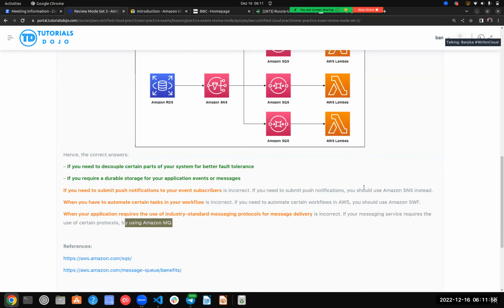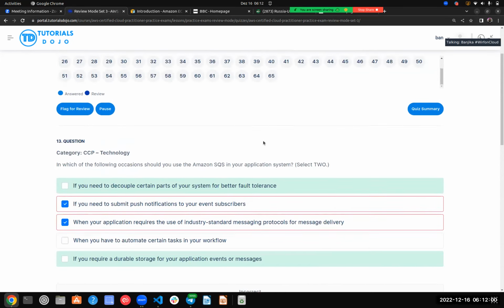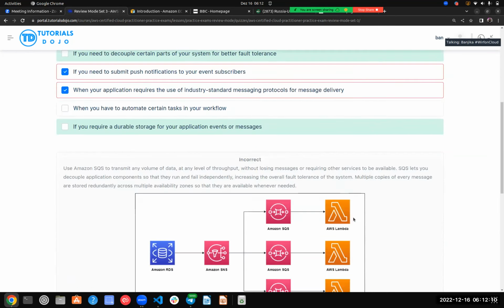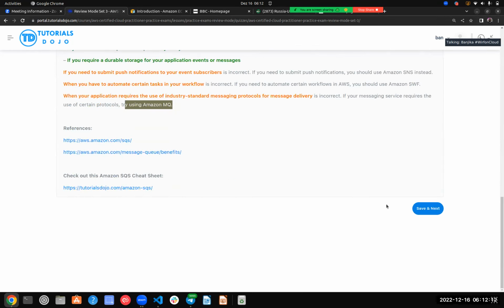Yeah. Any question here? And when you see industry standard messaging protocols, think of Amazon MQ. Okay, so just continue to review SNS, SQS, MQ, and see where you can get to.